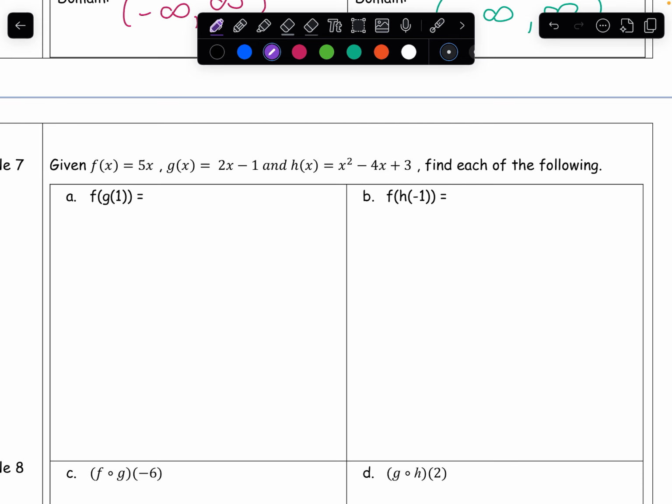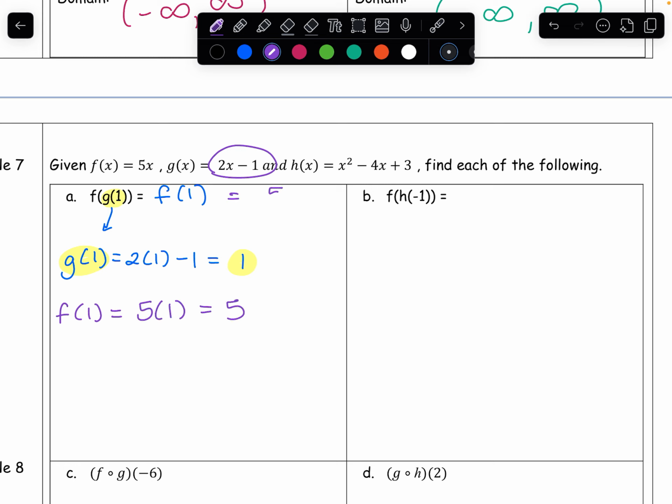So we're doing f of g of 1. You can do this a couple ways. So you can actually take the g of x function, plug it in for x in f of x, and plug in 1 and all that stuff. What I suggest people do is first find out what g of 1 equals. So g of 1 is 2 times 1 minus 1, which is 1. So what we're going to do is now we can use substitution. So since g of 1 is 1, we can substitute and find f of 1. So f of 1 now is 5 times 1, which is 5. And so our final answer for A is 5.